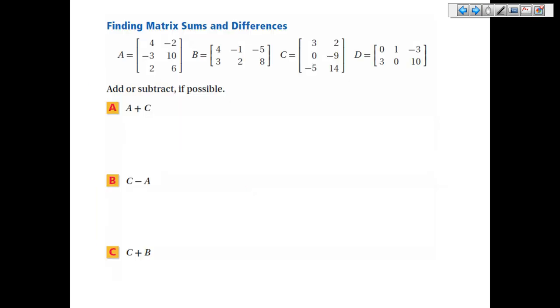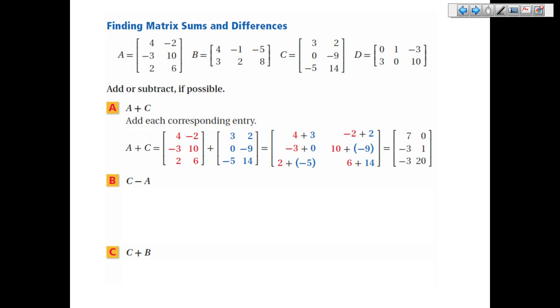So let's take a look at some examples. Here we have 4 matrices: matrix A, matrix B, matrix C, and matrix D. And they ask us to add or subtract if possible. So first they want us to go matrix A plus matrix C. The first thing we should do is even see if it's possible. Matrix A is a 3 by 2 matrix, meaning that it has 3 rows, 2 columns. Matrix C is also a 3 by 2 matrix. So yes, we can do this addition. And all we do is add numbers that are at the same address.